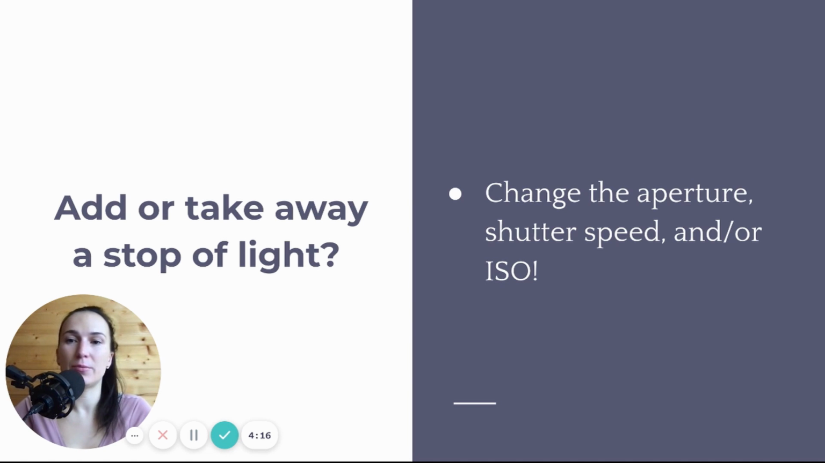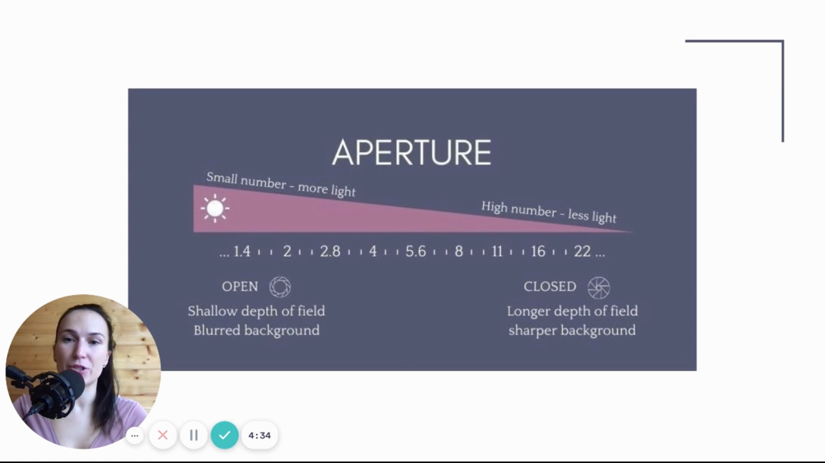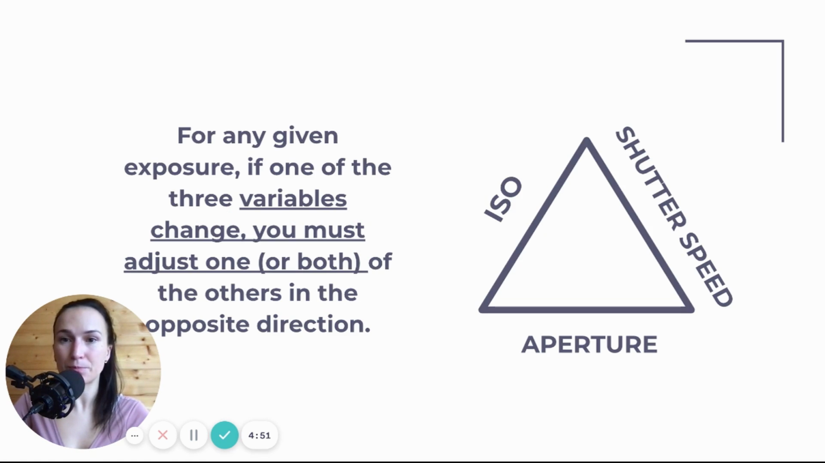So what you have to do here is add or take away a stop of light. So change the aperture, shutter speed, and ISO. We also talked about these ones, so you already know this, I'm pretty sure: ISO, shutter speed, and aperture. The smaller the aperture number, the more light comes in, and the higher the number, the less light comes in. So these are basic things that you already understand, but now we just focus on how these three work together.